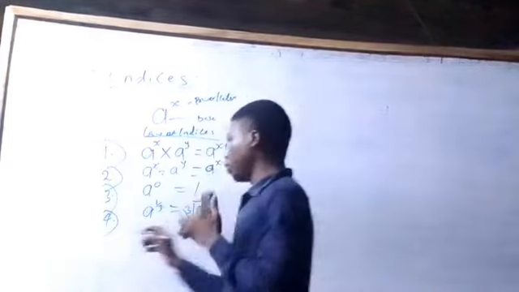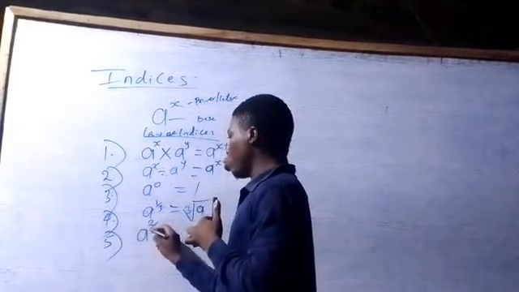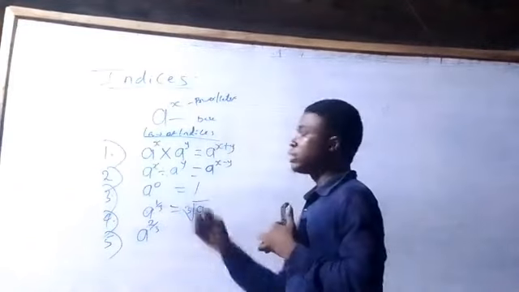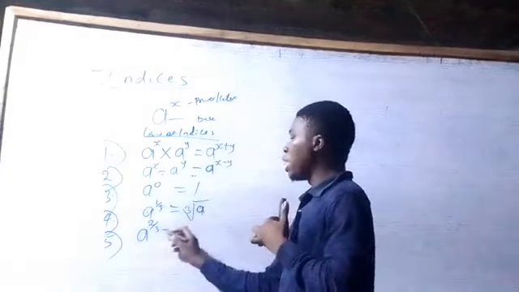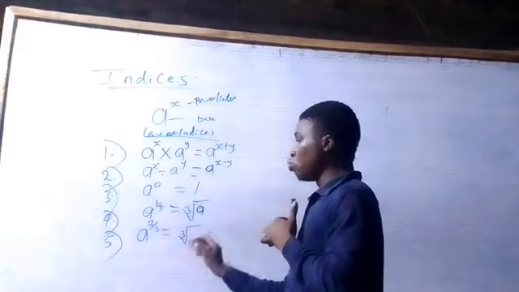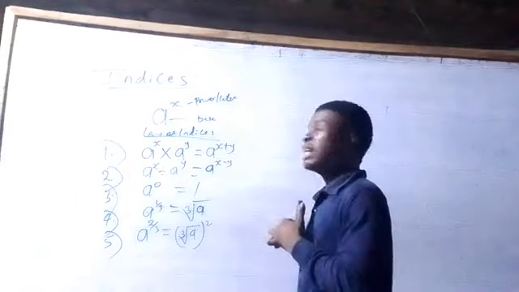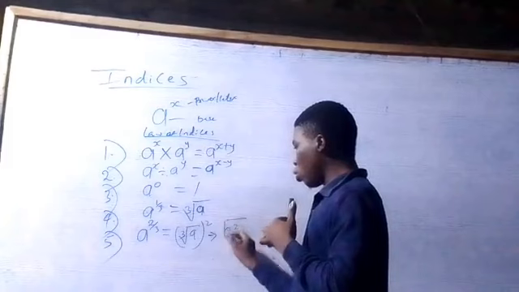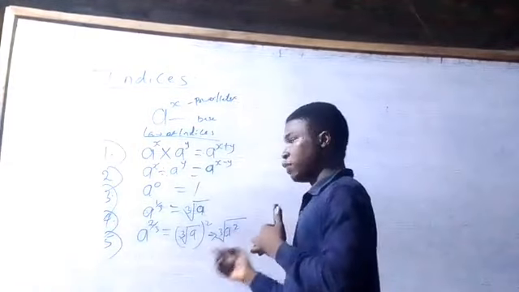Then we have the minus. But let me do this one first. We have A to the 2 over 3. Now we all know that 2 means square. For this type, the numerator will always be the power, and the denominator will always be the root. So we have the cube root of A, all squared. It's the same thing as saying A squared, then all cube rooted. So any of these two can work.